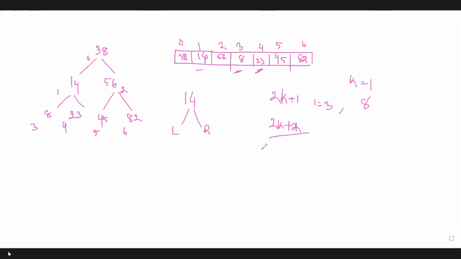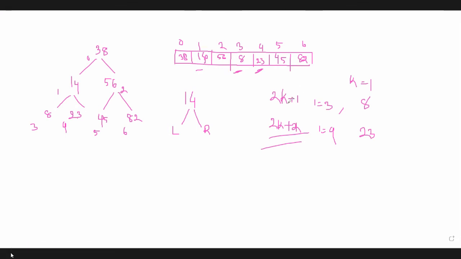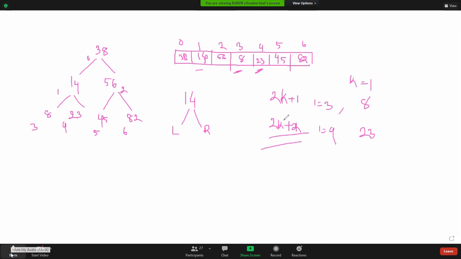And if we use this equation 2k plus 2, what is the value of k? k equals 1, so 2 into 1 equals 2, 2 plus 2 equals 4. So when index equals 4, the data is 23. That means 23 is the right child of 14. So in a tree, if we want to find the left child or right child of any node, we can use the equation 2k plus 1 for finding the left child and 2k plus 2 for the right child. Is it clear? Yes, ma'am.